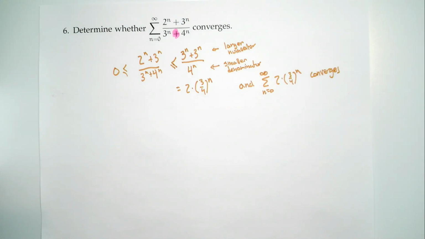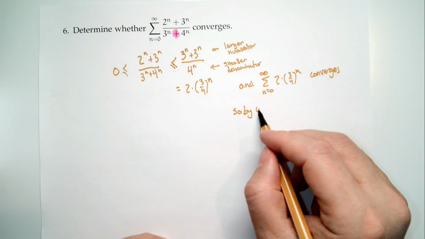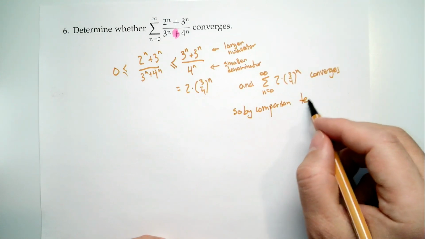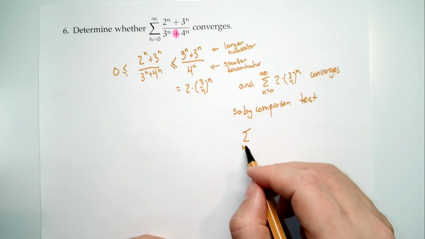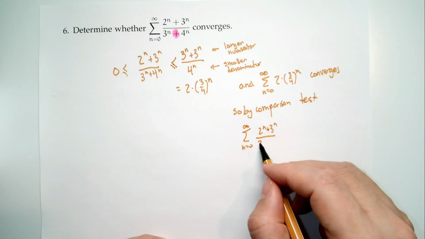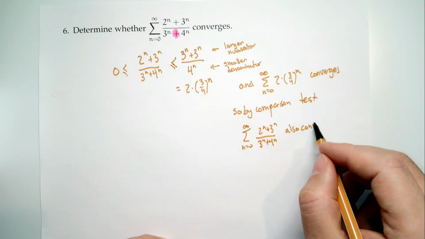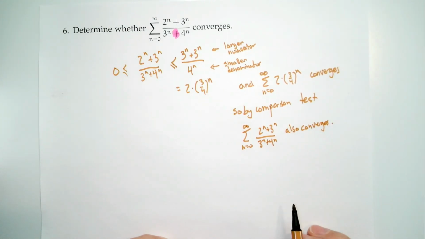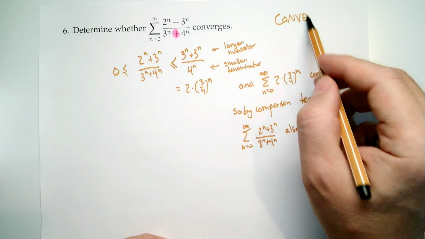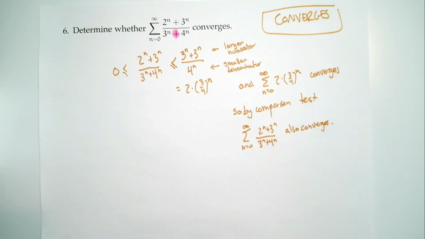All right. So the conclusion is that by the comparison test, the original sum, so that's the sum from 0 to infinity, of 2 to the n plus 3 to the n, divided by 3 to the n plus 4 to the n, also converges. And so, lo and behold, the answer is another example of something which converges.